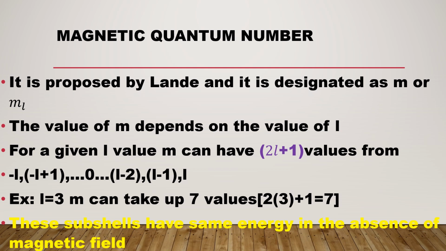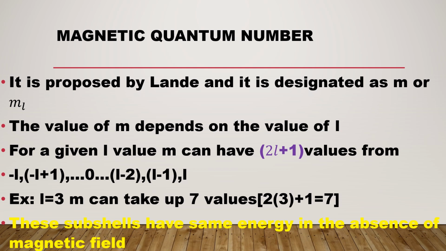When l equals 3, ml can take up 7 values. 2l plus 1, by placing 3 in the place of l, we get 2 into 3 plus 1, that is 6 plus 1 equals 7. What are the 7 values? Minus 3 to plus 3: minus 3, minus 2, minus 1, 0, 1, 2, 3. Total 7 values. If l equals 2, how many values? ml can take 5 values.